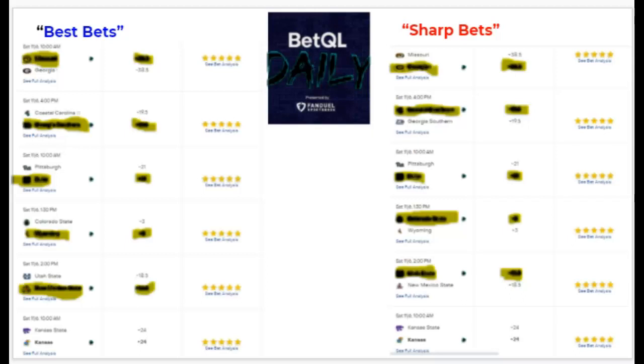But if you look, interestingly enough, you go across the way here, the sharp bets are a little bit opposite. Georgia, Coastal Carolina, Duke, so they're the same on that one. Colorado State, go Rams, different on that one. And then they also have Utah State, different on that one. And the same pick looks like with Kansas at home against the Kansas State Wildcats. So interesting how they just magically have very, very similar, same top 5 on best bets and sharps.